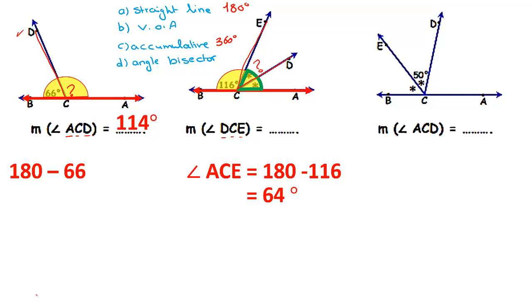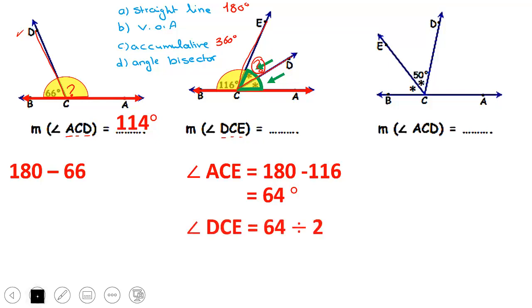Now, by knowing that this whole green angle is equal to 64 degrees, I want only part of it. And remember, those two signs mean that the angles are equal. If I add them together, I will get 64. So, to have each one of them alone, I'm going to make 64 divided by 2, so each angle is equal to 32 degrees. Always remember that an angle bisector divides the angle into 2 equal parts.